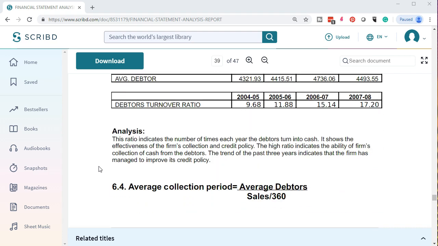Analysis: this ratio indicates the number of times each year the debtors turn into cash. It shows the effectiveness of the firm's collection and credit policy. A high ratio indicates the firm's ability to collect cash from the debtors. The trend of the past 3 years indicates that the firm has managed to improve its credit policy. So that's great. It tells us what it is, and it tells us what the trend is.